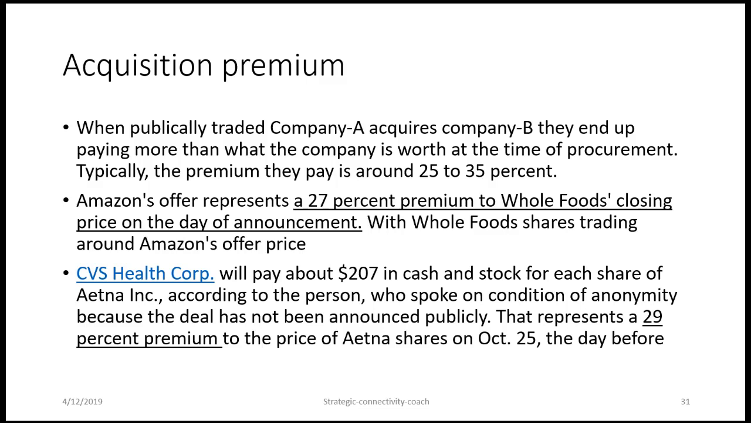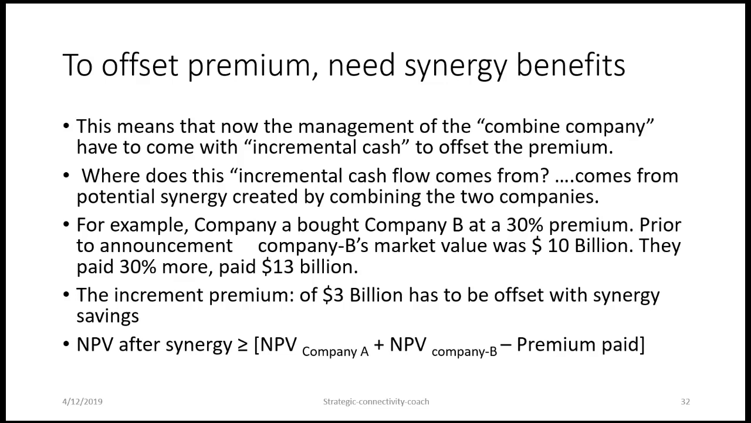Amazon buying Whole Foods, they paid a 27% premium. CVS Health, they paid cash and stock, but overall that represented a 29% premium. So typically, assuming that a publicly traded company A is buying a publicly traded company B, will they pay about a 30% premium? Yes, research will show they do that. Some could be even higher, some could be a little lower, but assuming 25 to 30% is a very plausible assumption. Now, to offset the premium they are paying, they have to justify it through synergy.